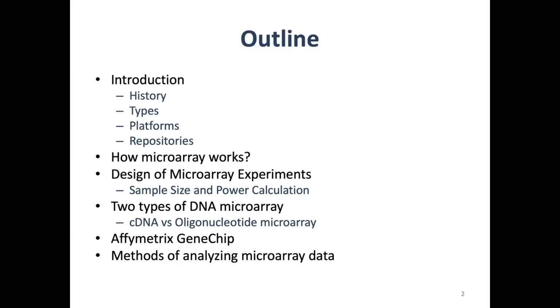Broadly, there are many types, but I'll discuss two types of microarray: DNA microarray, that is cDNA microarray, and oligonucleotide microarray. And Affymetrix is the oligonucleotide microarray. So I'll be talking more in detail about the Affymetrix GeneChip. And then lastly, I'll talk about the different methods of analyzing the microarray data.